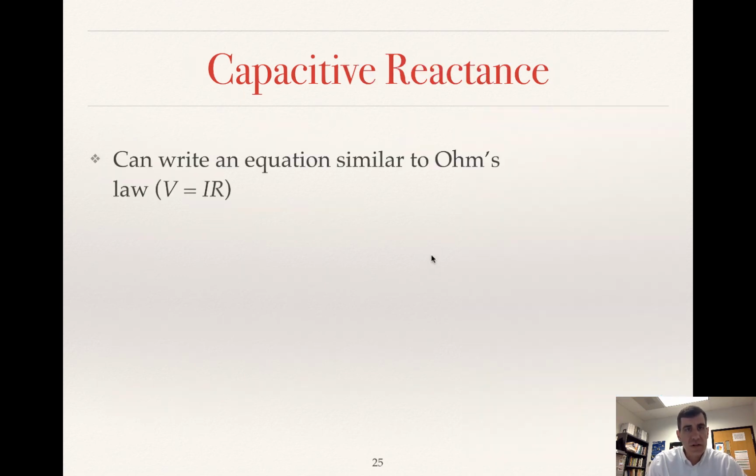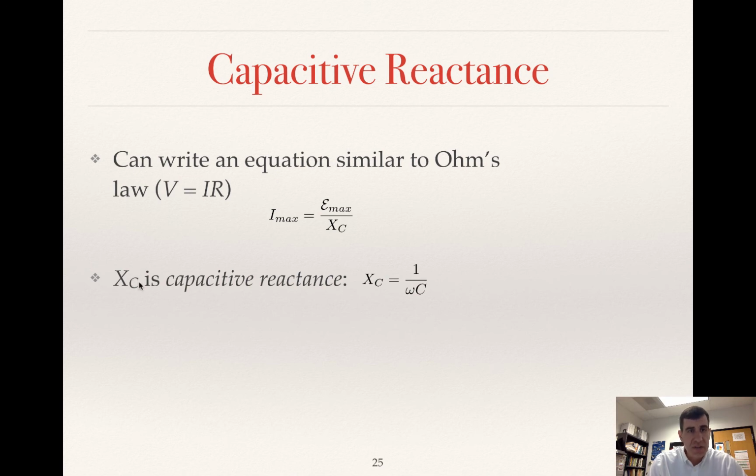So we can write an equation similar to what we had for Ohm's law for resistors. Remember, we had V equals I times R as Ohm's law. But we can define something similar where our max current is just the maximum voltage divided by this quantity X sub C, where X sub C is called the capacitive reactance. And capacitive reactance is 1 over the angular frequency omega times the capacitance.